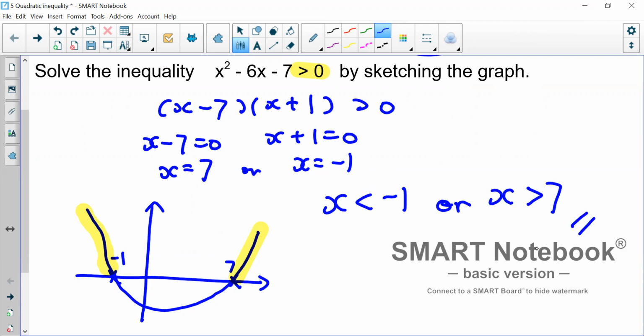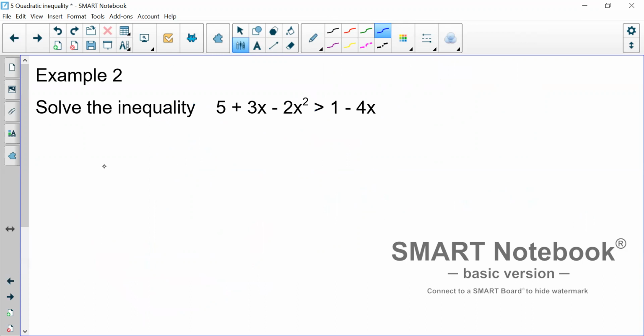Okay, let's look at another one. Right, so let's have a look at the second example. Solve the inequality 5 plus 3x minus 2x squared greater than 1 minus 4x.